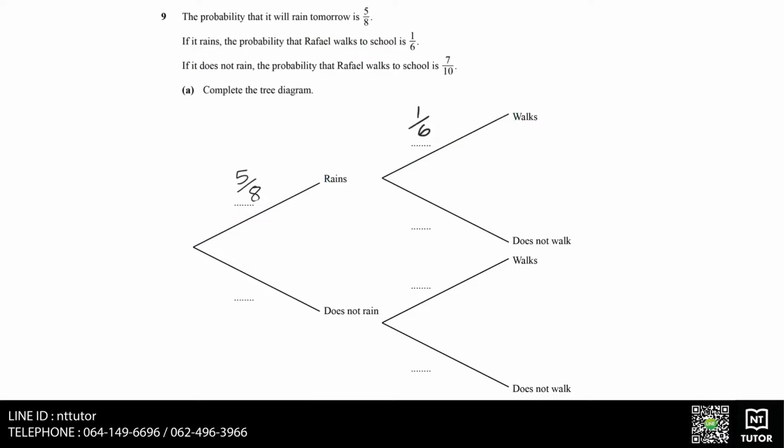Then the question says if it does not rain, then we go through this path in the tree diagram. The probability that Raphael walks to school is 7 over 10, so we can put 7 over 10 for walks.